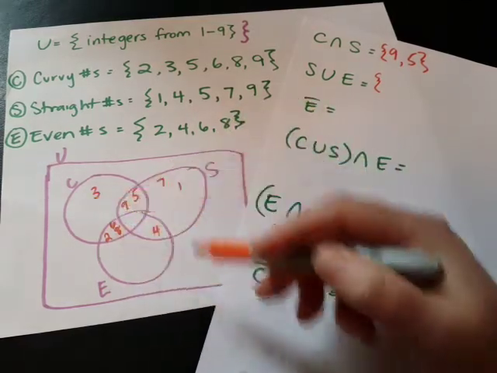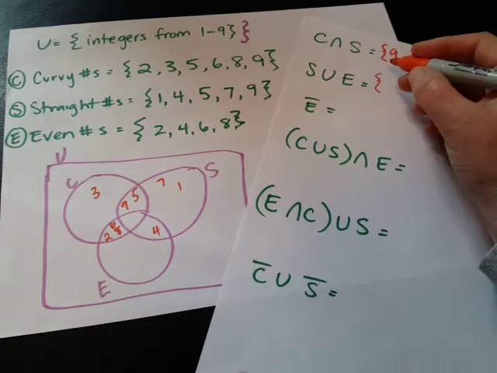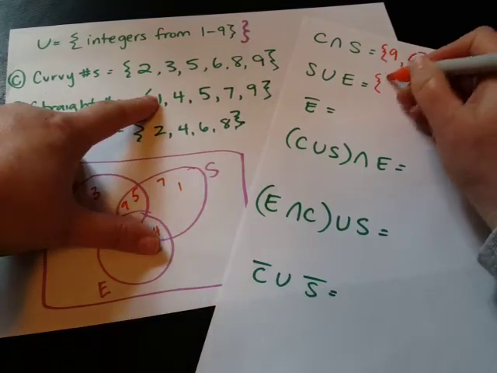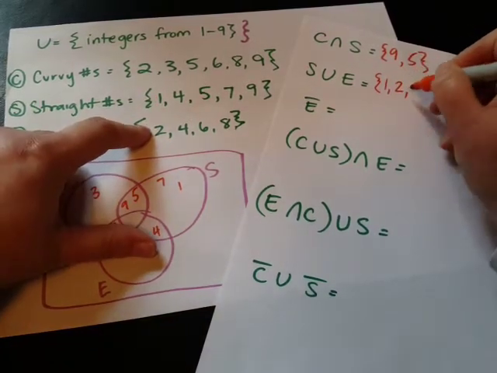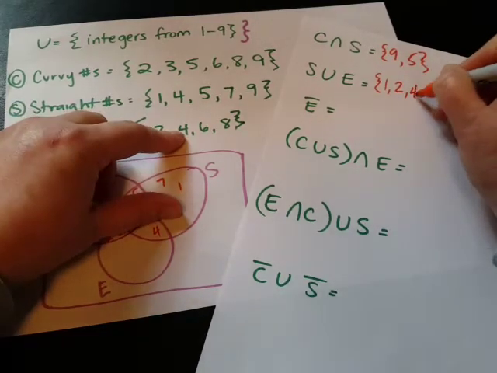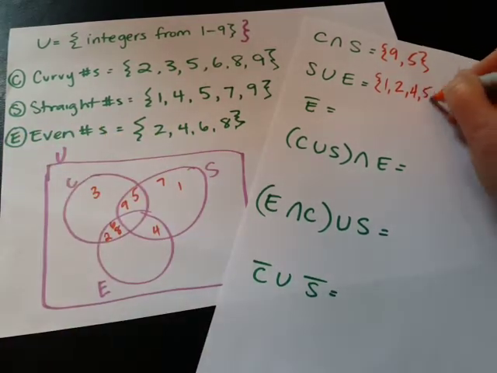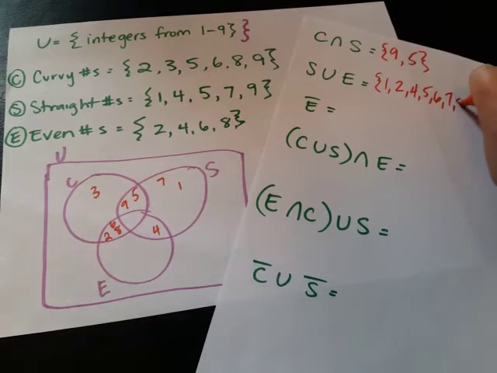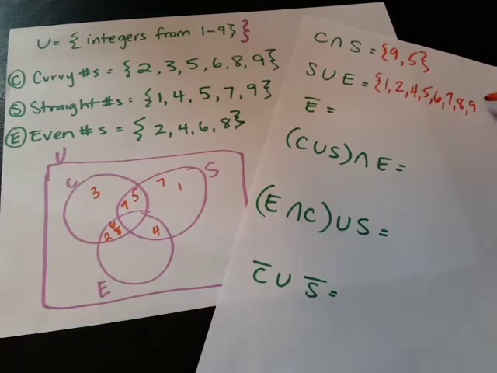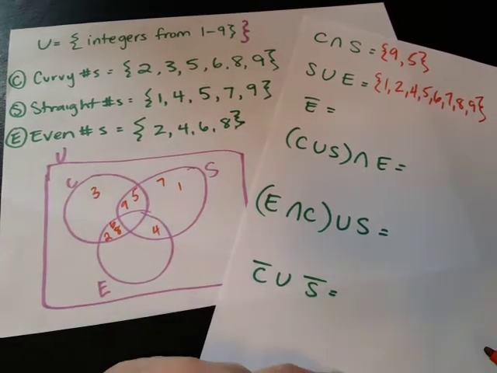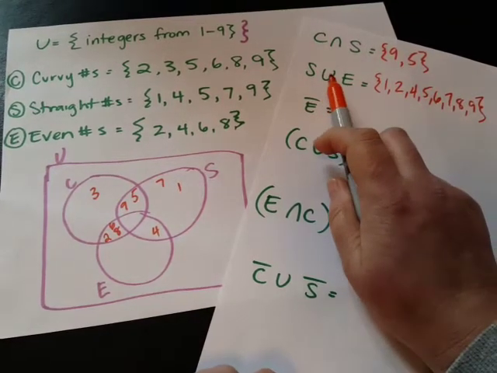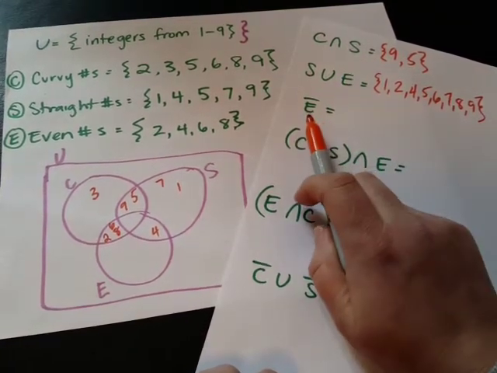So these are all the things that are within set S and set E. And if you notice, the only thing that's not is 3. So we would have 1, 2, not 3, 4, we would only show that once, 5, 6, 7, 8, and 9. So all the elements that are the union of set S and E.